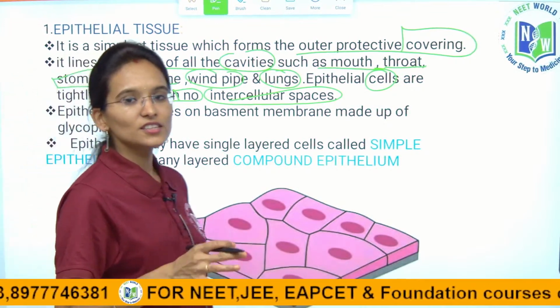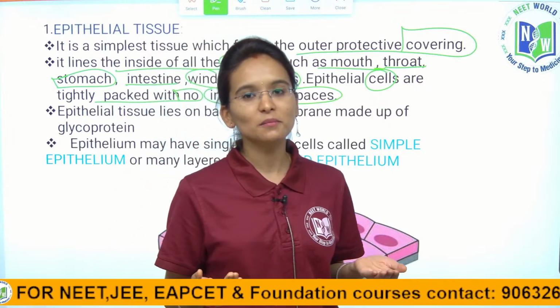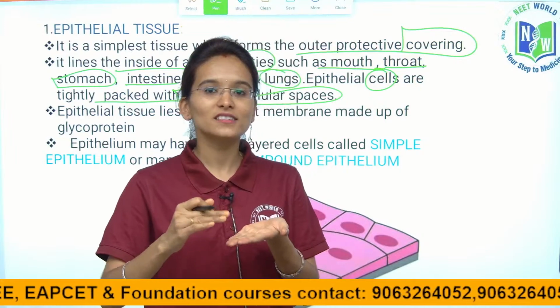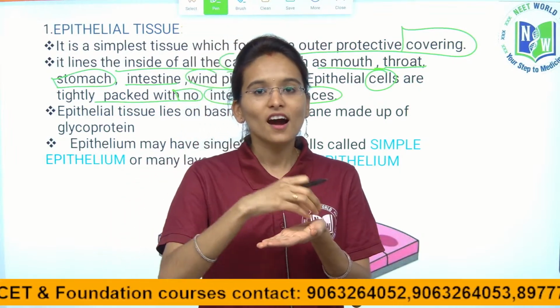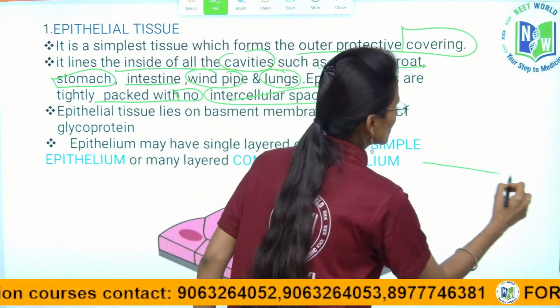In the epithelial tissue, all the cells are embedded on the basement membrane. There will be a base. On the basement membrane itself, all the cells are arranged closely together with no intercellular space. Just look here.